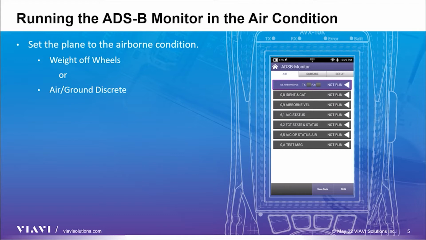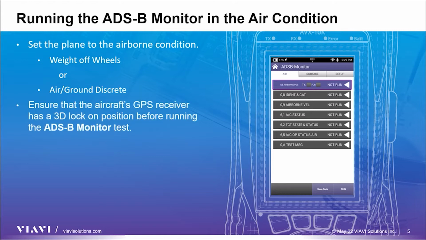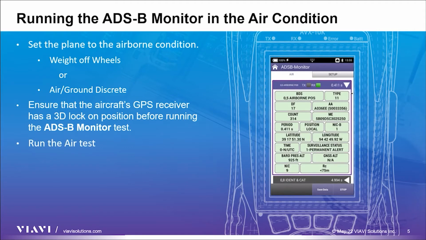This may involve setting the weight on wheel switch to the airborne condition, or setting the air-ground discrete in the airborne condition. Also, as stated earlier, ensure that the aircraft's GPS receiver has a 3D lock before running the ADS-B monitor test. Press the Run button to initiate the ADS-B monitor test.